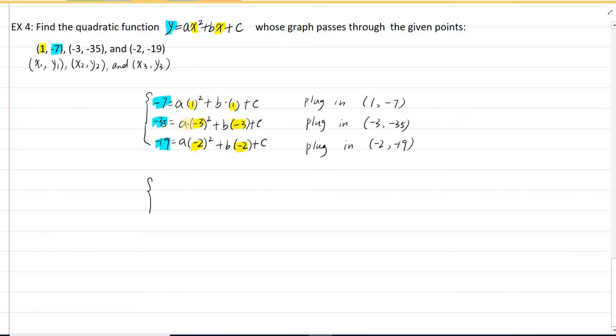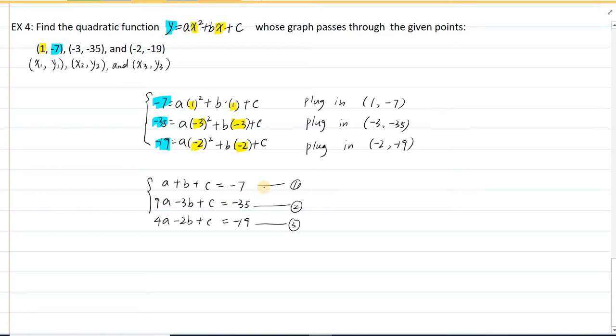So now I'm going to clean it up a little bit and simplify this. It's going to become a plus b plus c equals -7. And then the second equation will be 9a minus 3b plus c equals -35. And then the last one will be 4a minus 2b plus c equals -19. So now we're going to have these 3 variables. Instead of using x, y, z, we're just going to have a, b, c. Okay, the method is exactly the same.